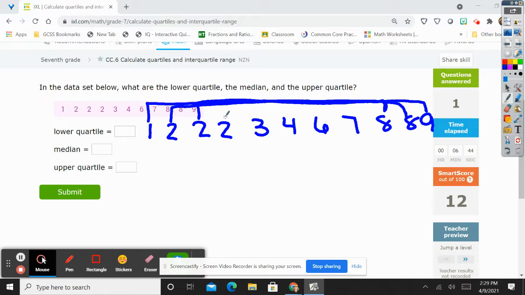This guy goes to this guy. This guy goes to this guy. This guy goes to this guy. And this guy's in the middle.